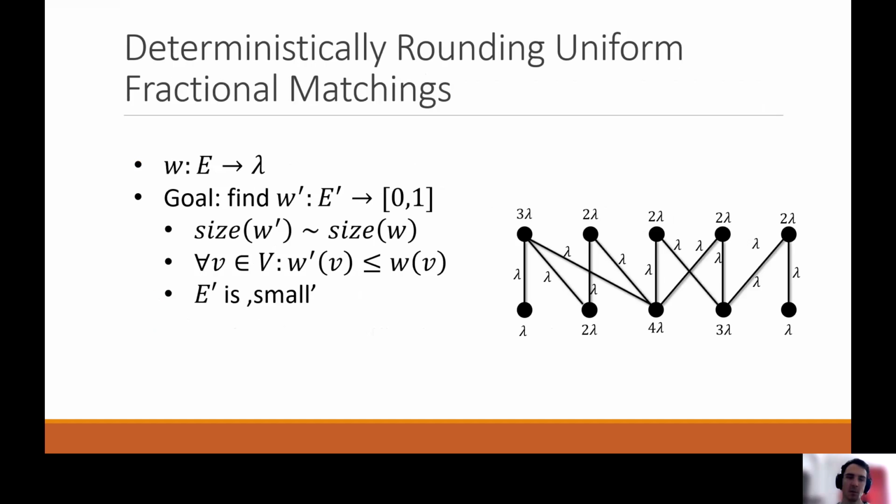This is a standard method in this field, and we will be focusing on uniform fractional matchings from this point onwards. To be very specific about the problem in the uniform setting, we have a fractional matching mapping the edge set to some lambda, which is a constant, and our goal is to find a fractional matching on a subset of E, mapping edges to 0, 1. Their sizes are about the same. On every vertex, the new matching takes at most the weight of the previous matching, and the edge set is small. Imagine it as having small maximum degree.